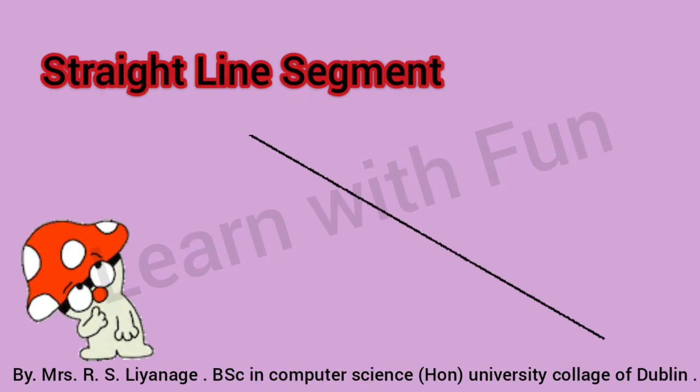To draw an angle, we need two straight line segments. What is this straight line segment? The following figure depicts a part of a line drawn straight. This is known as the straight line segment.